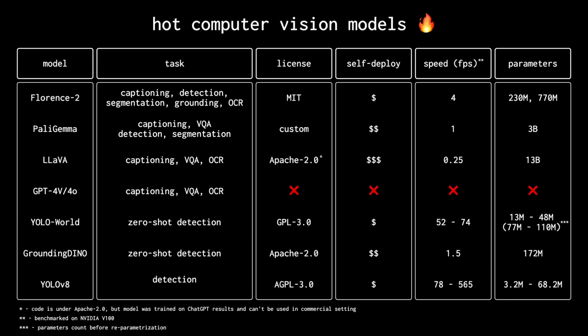However, just like other foundational models, Florence-2 might need a little bit of fine-tuning to perform well on specific domains. So today I'll show you how to fine-tune it on your own custom object detection dataset. At the end of the video, we'll also compare Florence-2 against other top computer vision models right now.